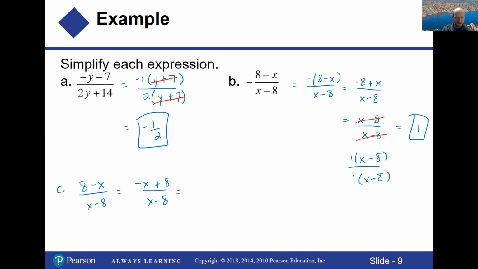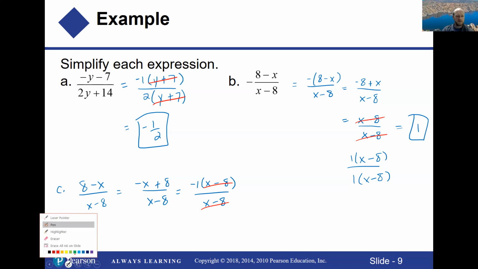Now, I still want to try to factor out a common factor. So I do the same trick that I did in part A here. I'm going to factor a -1 out of the numerator. So take a -1 out. That's going to change this to x minus 8. And look at that. I have an x minus 8 in the denominator. If it helps you to put parentheses around this, you can. You can still cancel out those common factors. It doesn't have to be in parentheses.